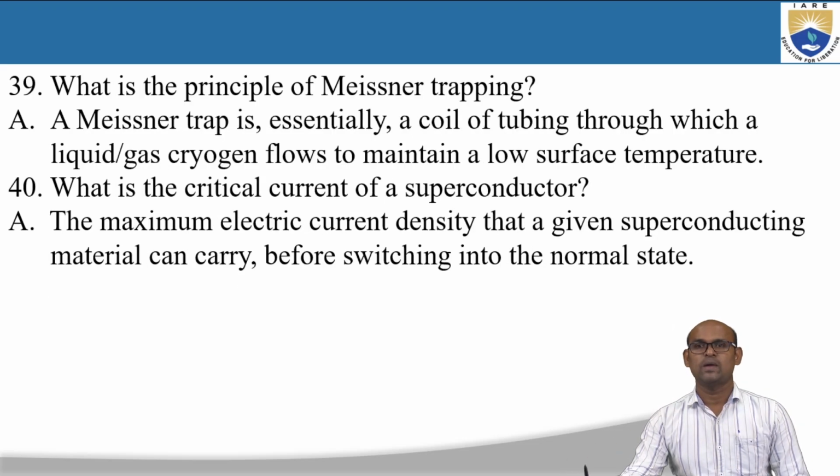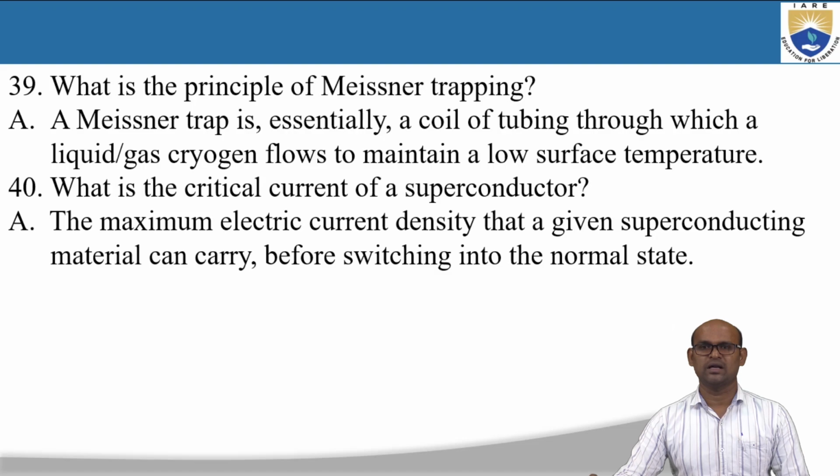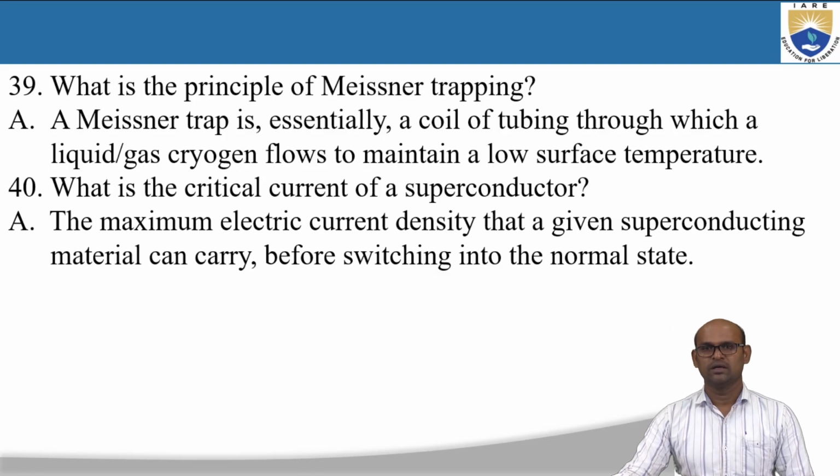What is the principle of a Meissner trap? A Meissner trap is essentially a coil of tubing through which a gas or liquid cryogen flows to maintain a low surface temperature. That is a Meissner trap. What is the critical current of a superconductor? The maximum electric current density that a given superconducting material can carry before switching into the normal state is called the critical current of a superconductor.